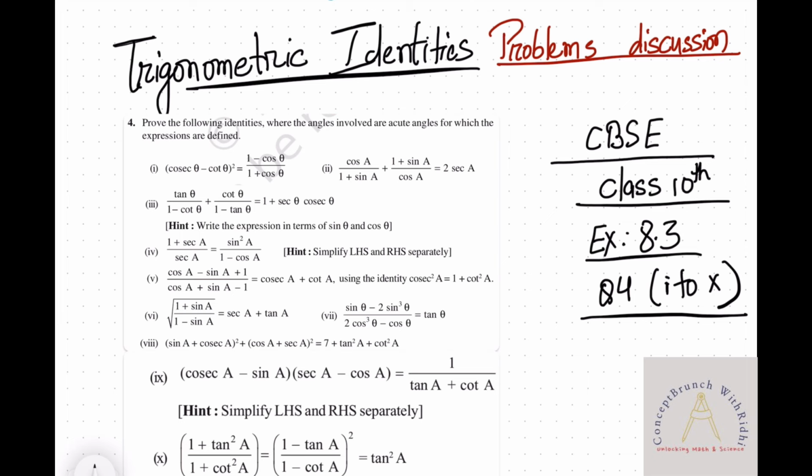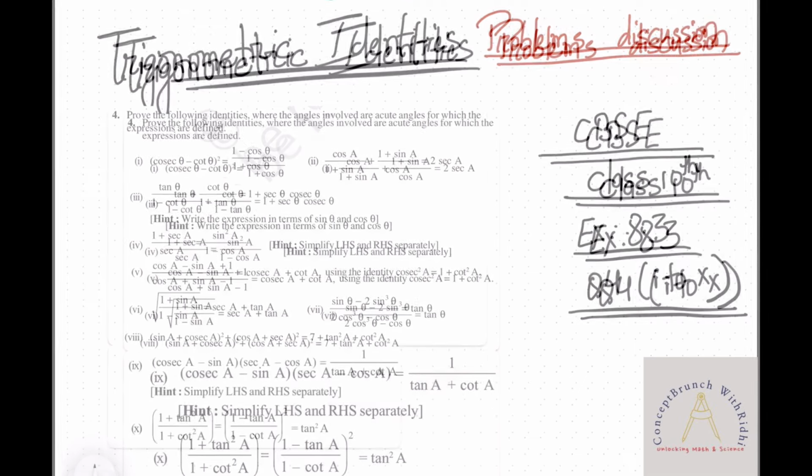Today we are diving into exercise 8.3, question number 4 from the class 10th NCERT textbook on trigonometry. We'll solve all parts from 1 to 10 step by step, making it super easy to understand. What is in today's class?